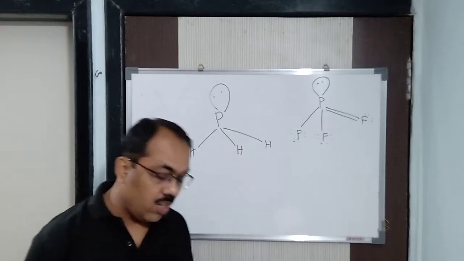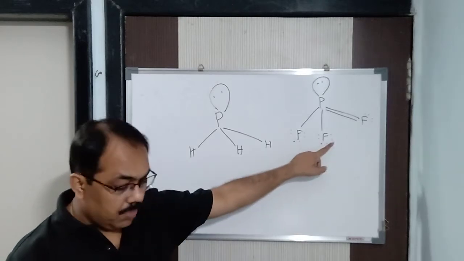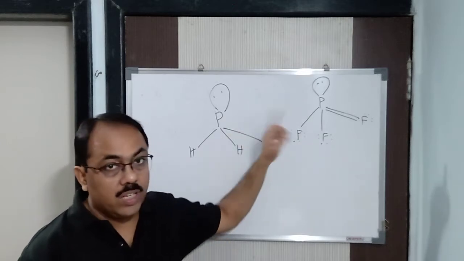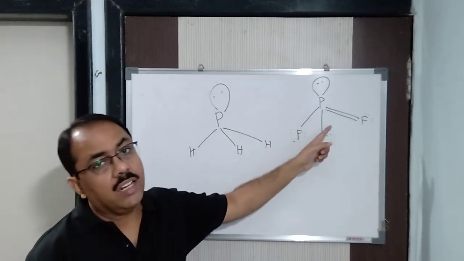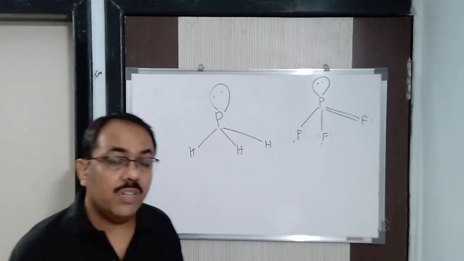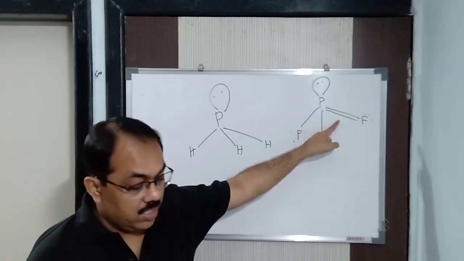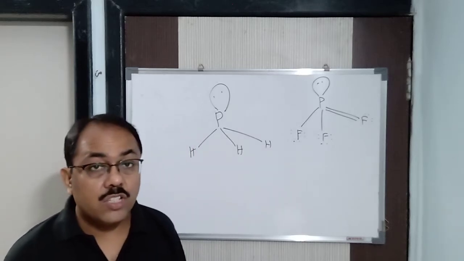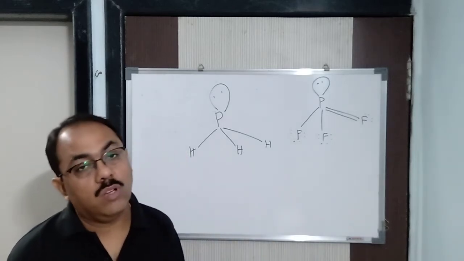So here, due to resonance, listen carefully, PF3 has a greater bond angle than PH3. It is just opposite to NH3 and NF3. NH3 was having a greater bond angle than NF3, but here PF3 is having a greater bond angle than PH3. Now, what is the reason? This is due to resonance in PF3 leading to double bond character. As a result, the repulsion between the PF bonds is large and hence the bond angle is also large.